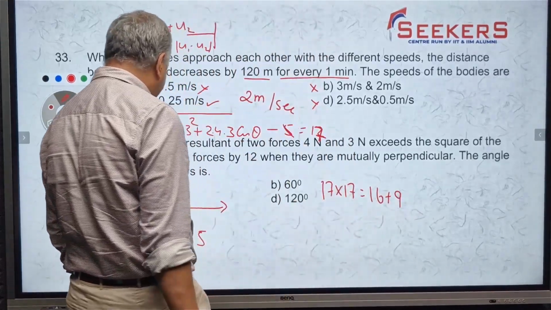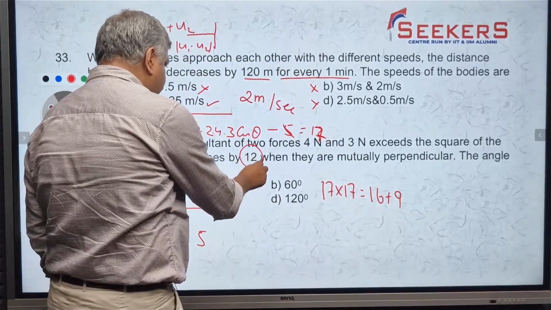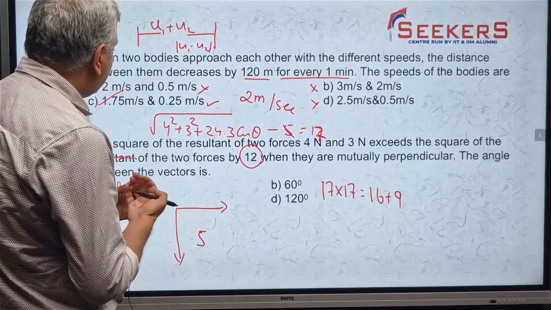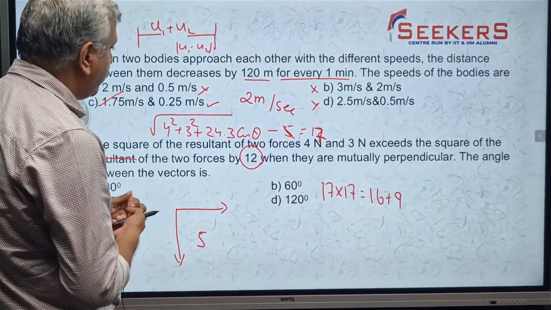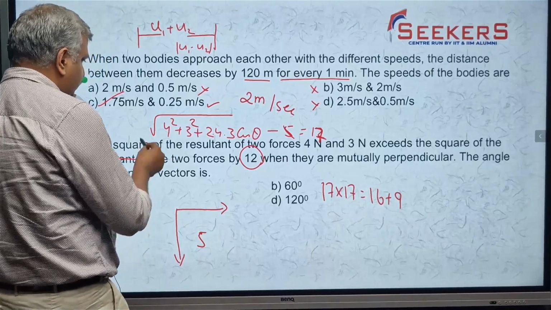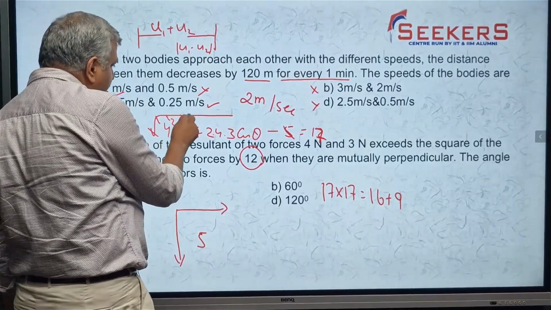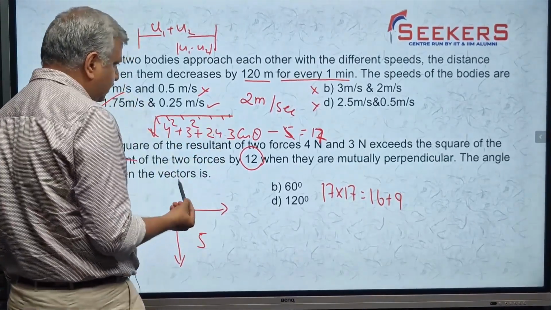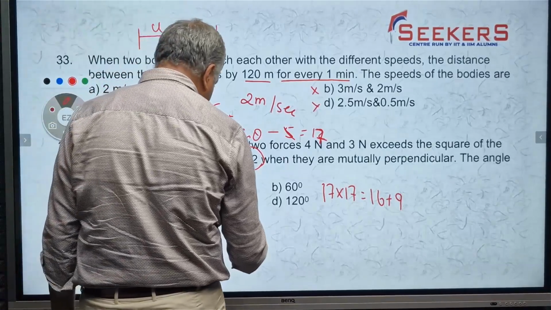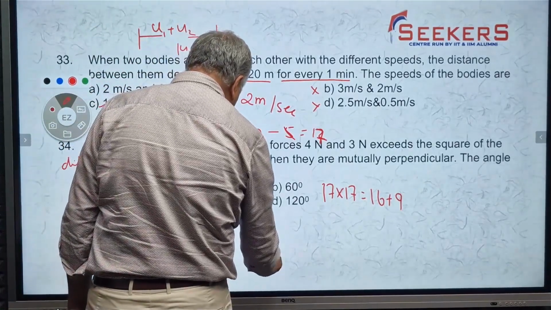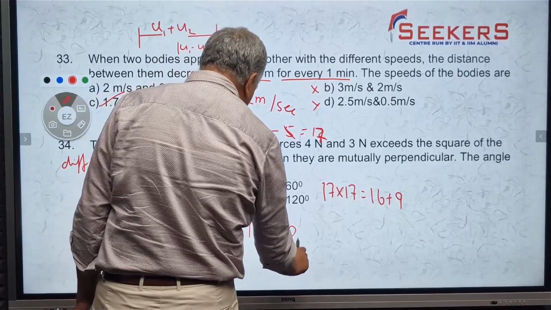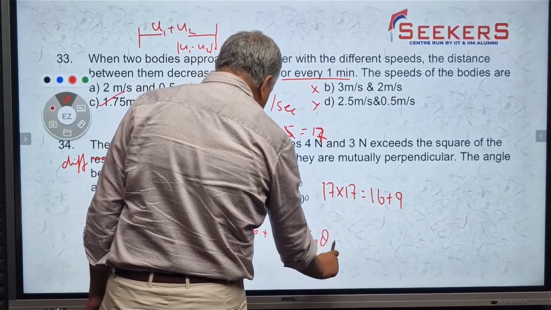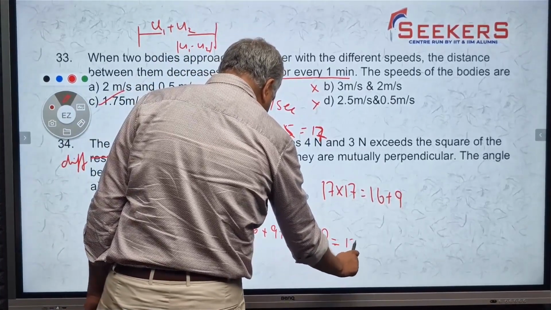So this is very unlikely because this force is a large number. They are talking about the square of the resultant of the two forces. So the square is not to be there. So now it's a little feasible. Let us see. So 16 plus 9 plus 4 into 3 is 12, into 2 is 24. 24 cos theta is equal to 17.